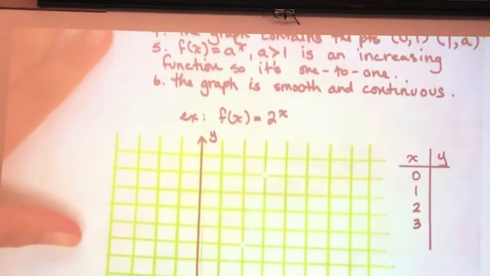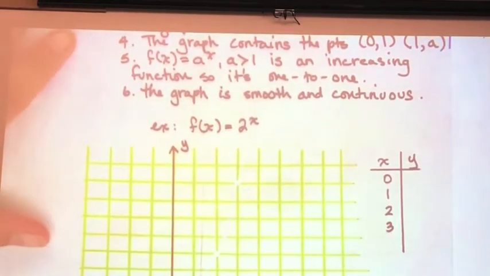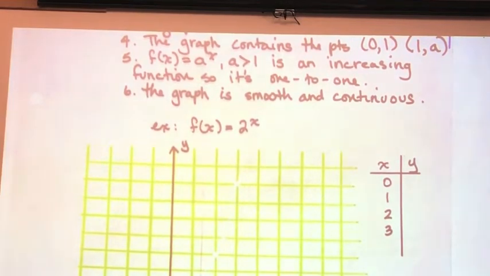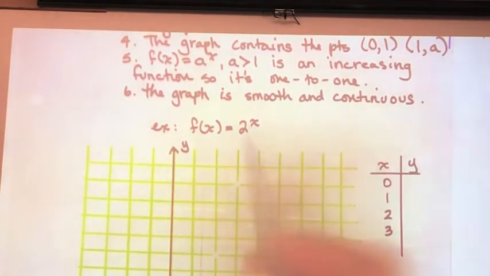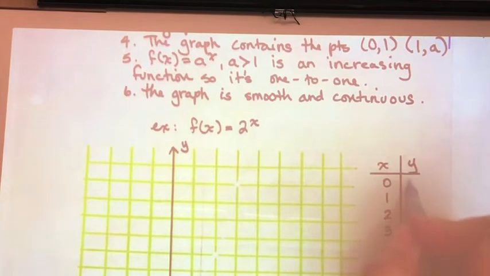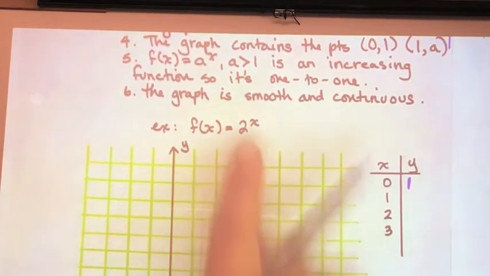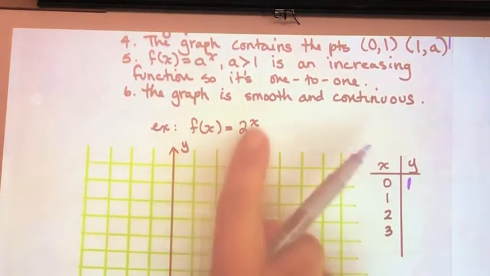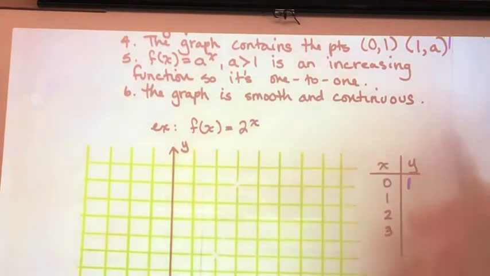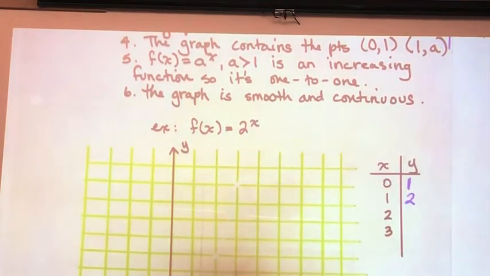So here's a function. Okay. f of x is equal to 2 to the x power. We already know that one of our points is going to be (0, 1), right? Because if I plug in 0 here, 2 to the 0 power is equal to 1. And that's always going to be true. And then we said the second point was going to be 1 and then whatever a is. In this case, a is 2. And if I plug in 1 for my exponent, 2 to the first power is 2. So (1, 2). That's how we get that point.